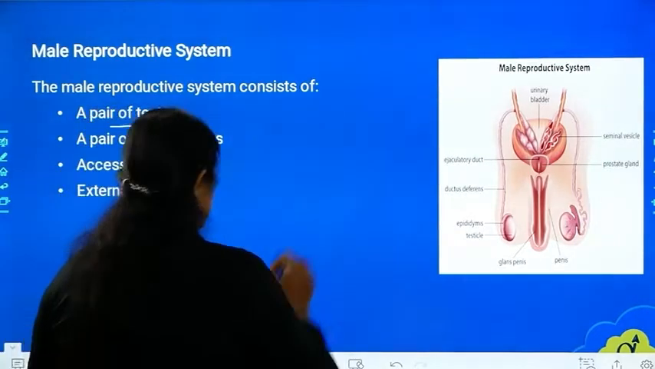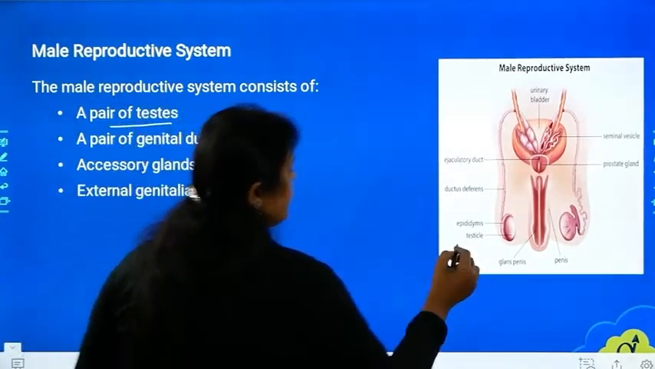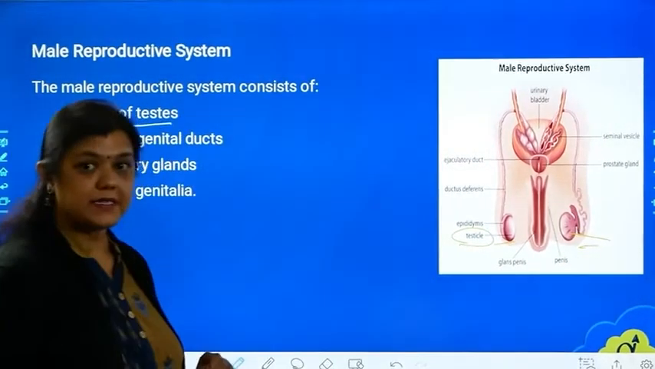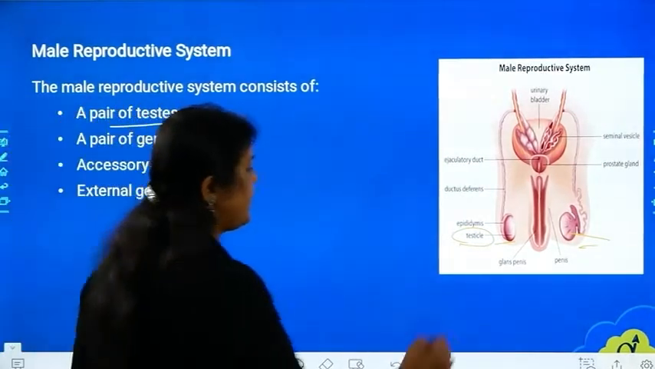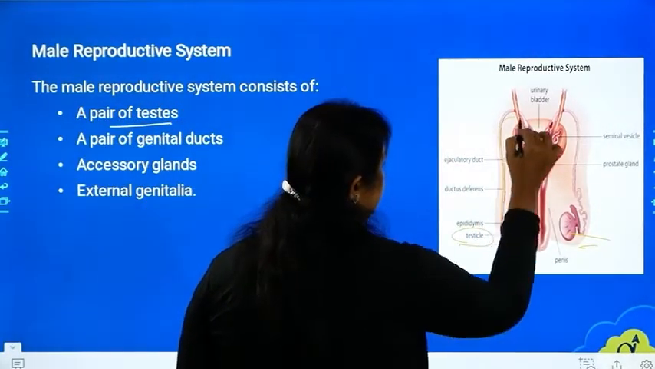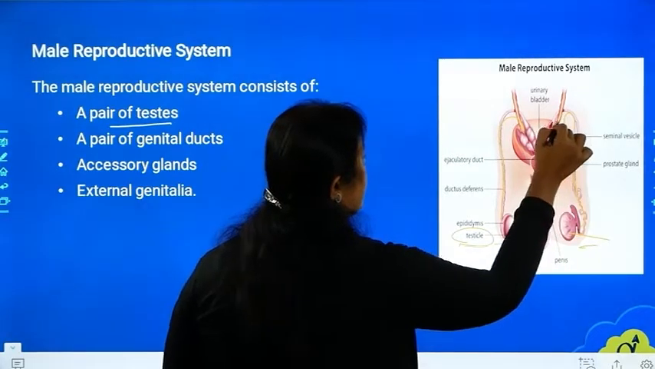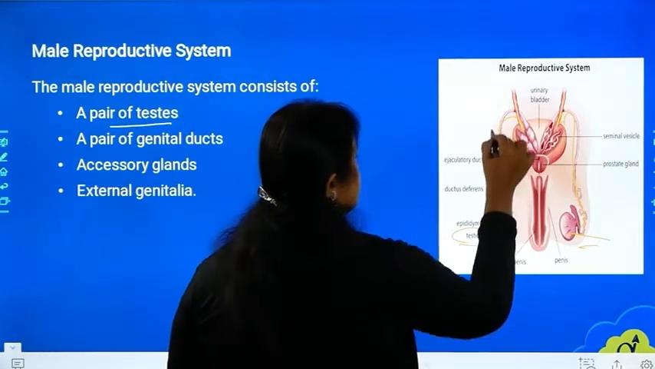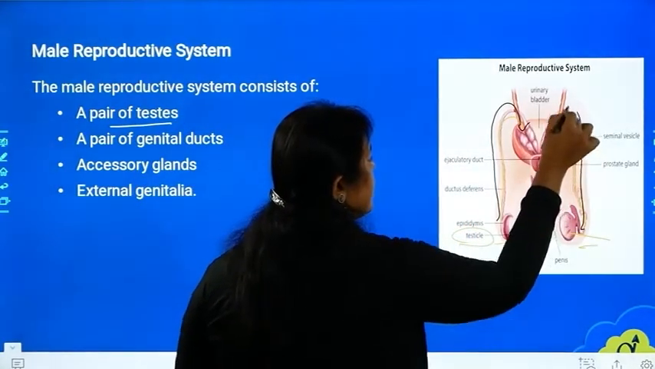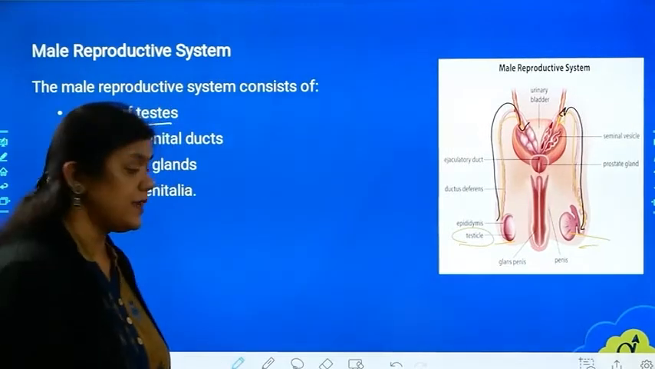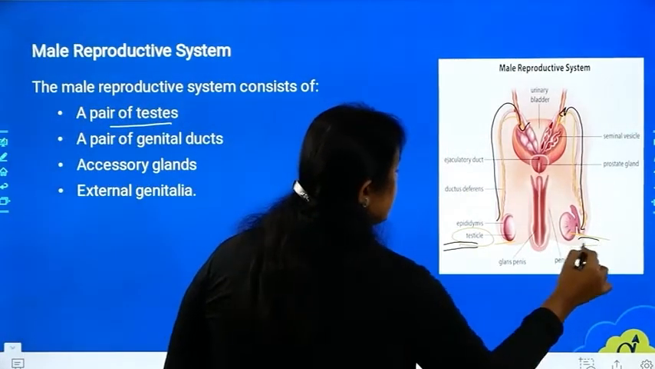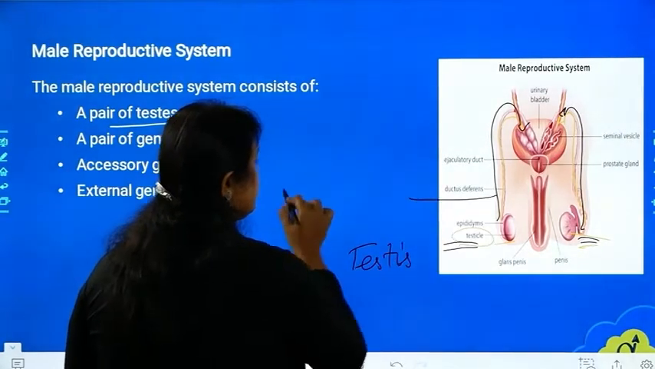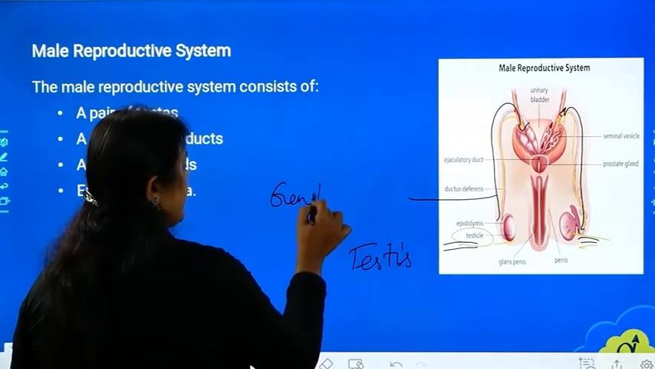There's a pair of testes. This is the testicle. These are the pair of testes. This is one testis and then the other testis. Then comes the pair of genital tract. This is one genital tract and this is one more genital tract. I hope you can locate this. Testicle is nothing but the testis. This is the genital tract.